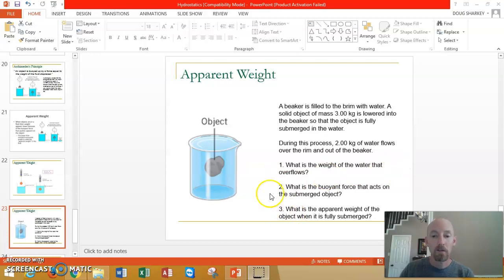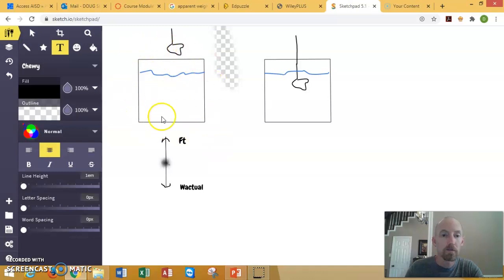So these are our 3 questions, and we're going to try to answer them real quick. First, what is the weight of the water that overflows? So here's my beaker. I'm going to take this little rock and put it down in there. Before I do that, it's suspended by this cable that's attached to my spring scale. These are my 2 forces. When it's just hanging in air, I have a tension force up, and I have the actual weight of the rock going down.